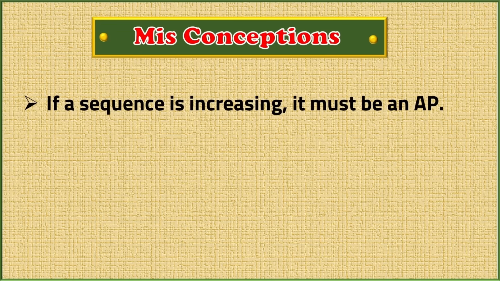Many of the students think that an arithmetic progression with d greater than 0 is a sequence. If d is equal to 0 or if d is less than 0, they never see such types of arithmetic progressions. That's why they think that if the sequence is increasing, it must be an AP.